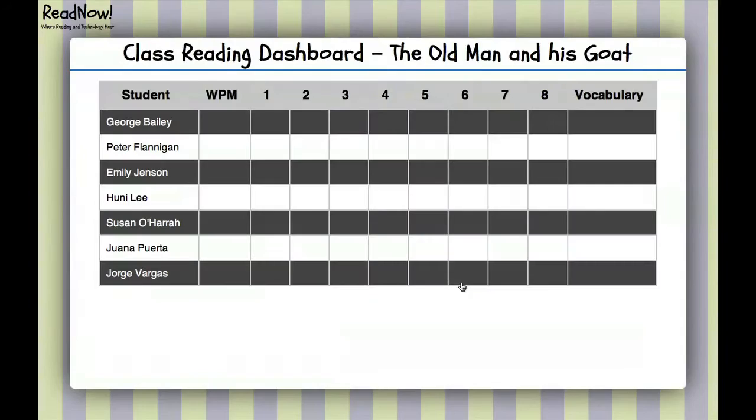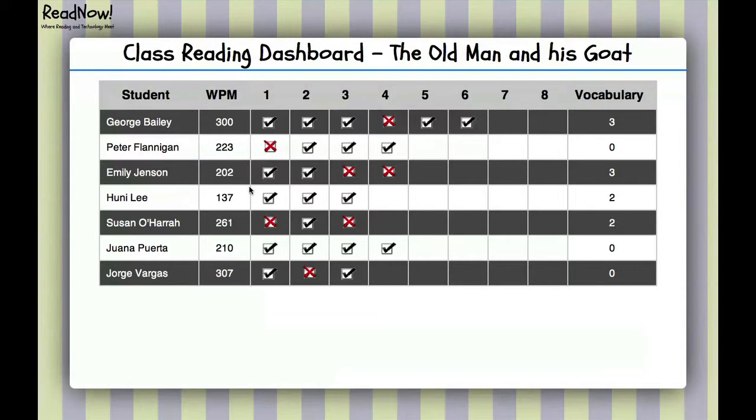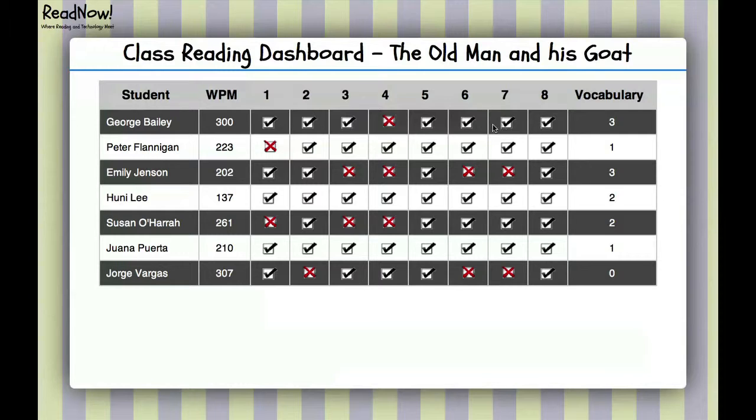So we'll click Start Reading, and once again this is sped up, but you can see that you'll get instantaneous information about the words per minute for each student, and you can see the quiz answers that they're giving, if they've got the answer correct or incorrect. It also shows how many times they've looked words up.